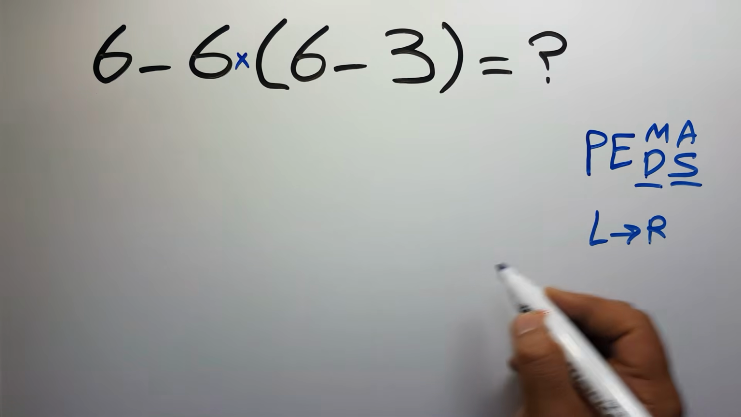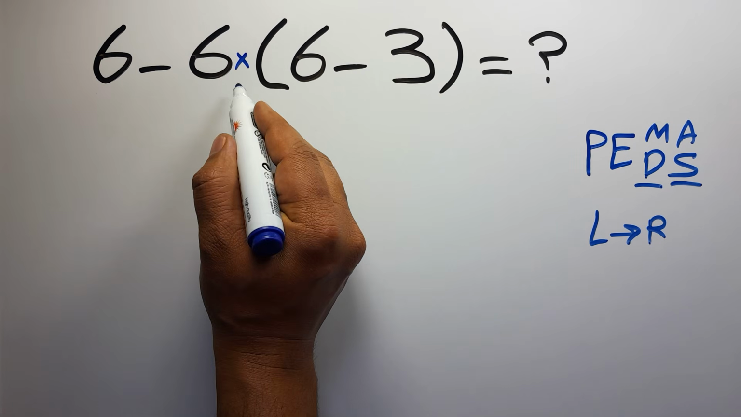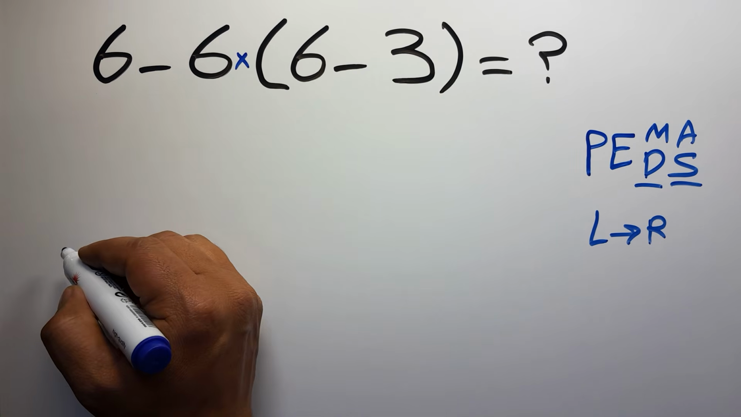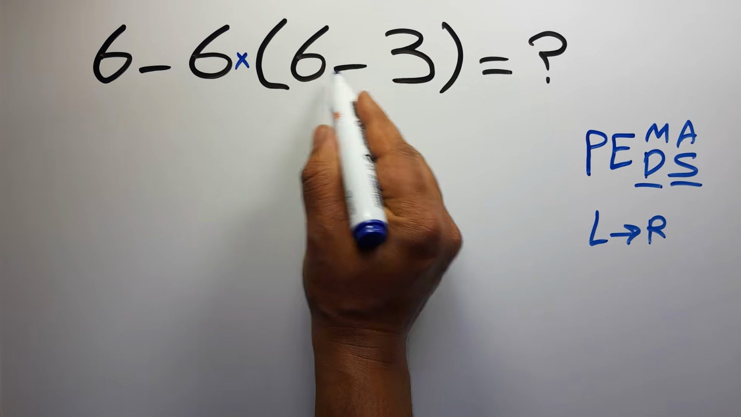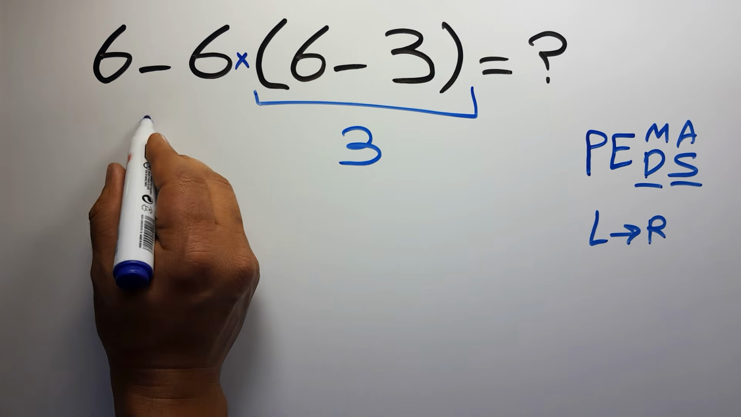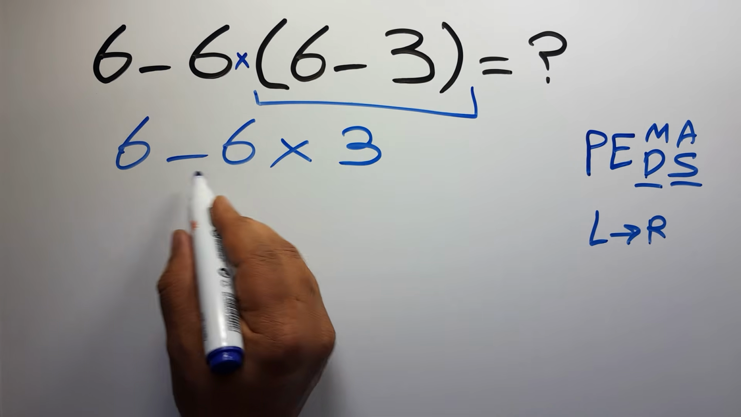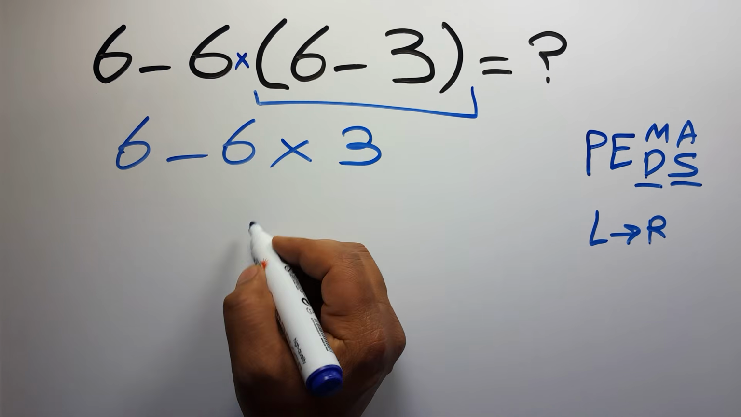And the same applies to addition and subtraction. So here, first we have to do this parentheses, then this multiplication, and finally this subtraction. Inside this parentheses, we have 6 minus 3, which gives us 3. So 6 minus 6, then times 3. Now we have one subtraction and one multiplication.